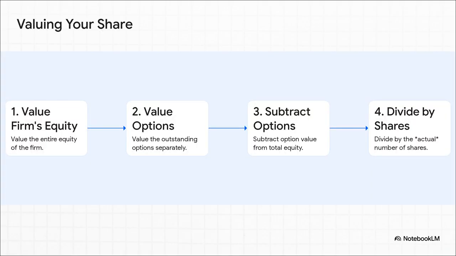Thankfully, the correct method is actually a pretty straightforward four-step process. First, value the entire company's equity. Second, you value those outstanding options as if they were a separate financial thing. Third, you subtract the value of that option claim from the total equity value, and then finally, you divide what's left by the actual current number of shares. No games with the share count, you treat the options like a legitimate claim that has to be paid off first.